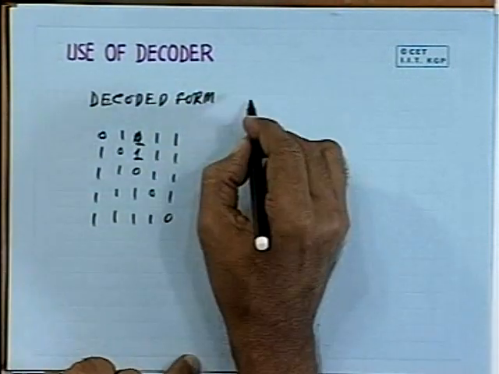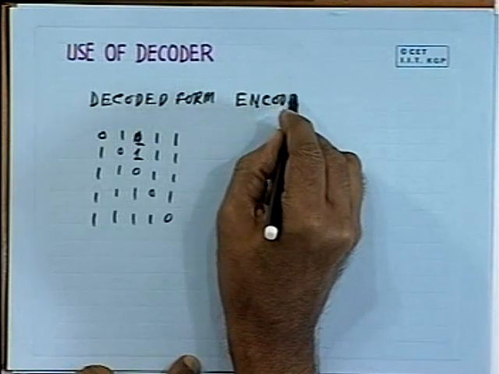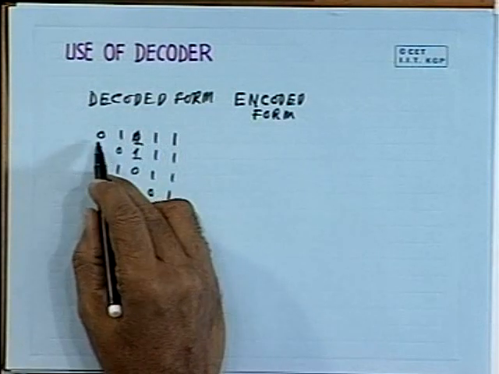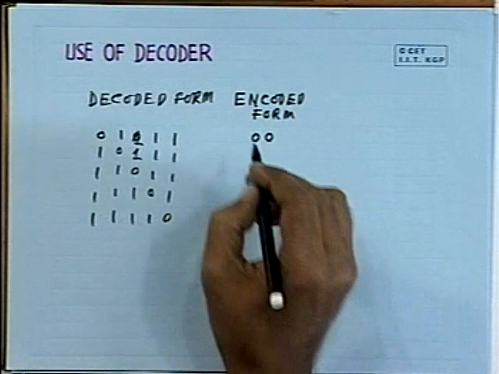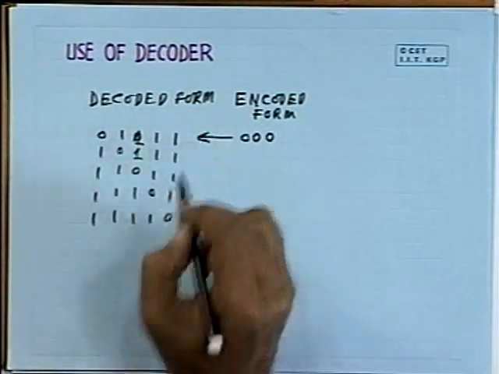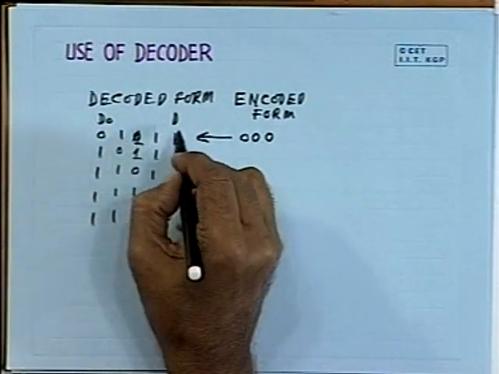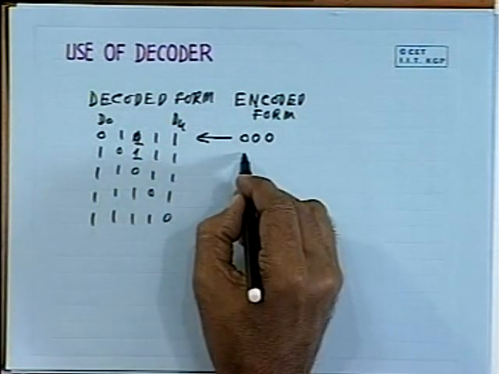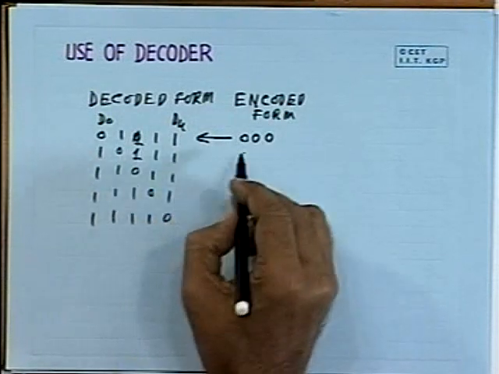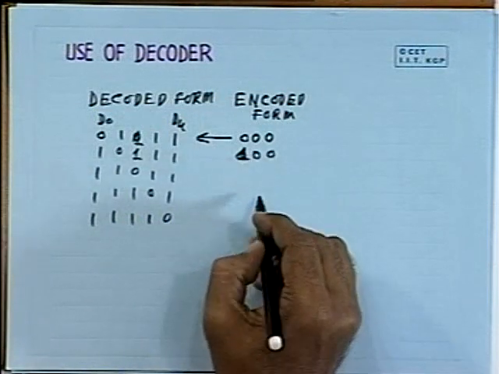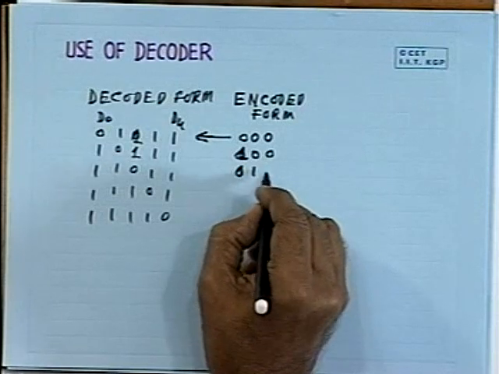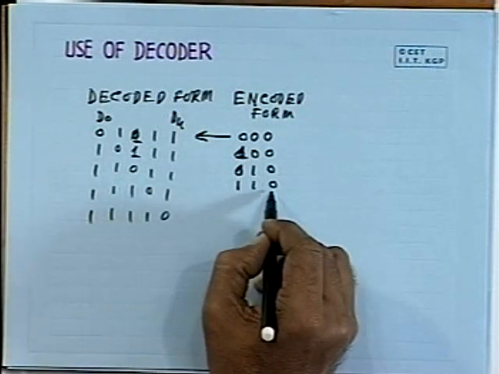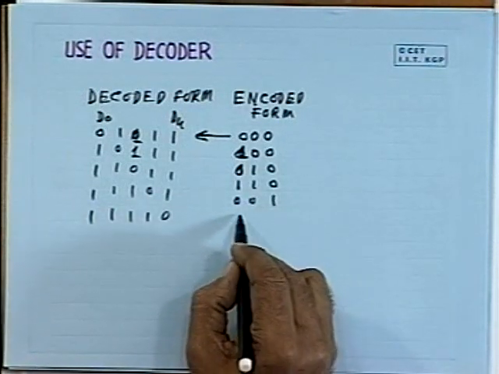Instead of that, you can generate the output in encoded form. How? On these row lines, this corresponds to 1 1 1 1 0, so this corresponds to 0 0. You can use 3 bits, 0 0 0 corresponds to this. This is your D0, D1, D2, D3, D4, and so this is the code of that. Then this corresponds to this bit being 0. That means the bit which has been made 0, that encoded value is being generated, and this is 0 0 1 and 1 0 1.